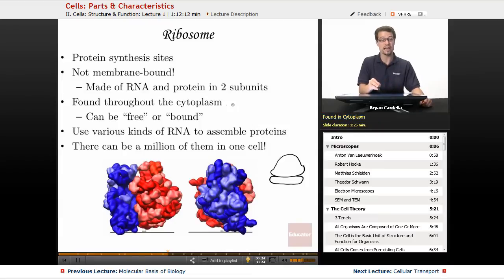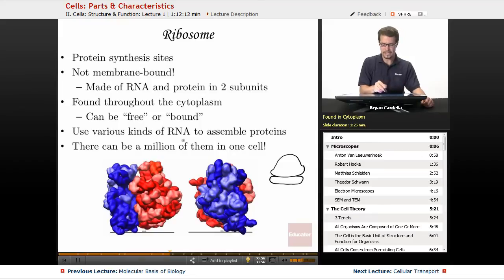They're found throughout the cytoplasm. This is a term for all that fluid area inside of a cell that's bound by the plasma membrane. They can be free or bound. What that means is a free ribosome, it can be floating around anywhere. It can be next to the plasma membrane. It can be very close to the nucleus, just kind of floating around, reading RNA. Also, they can be bound. They physically will dock on what's called the ER, the Endoplasmic Reticulum, which you're going to hear about next.